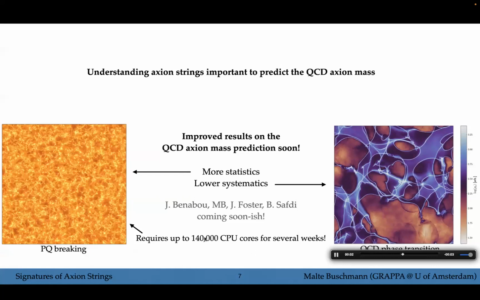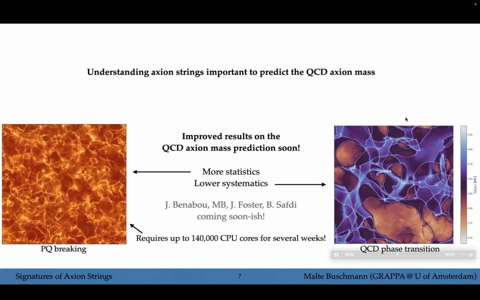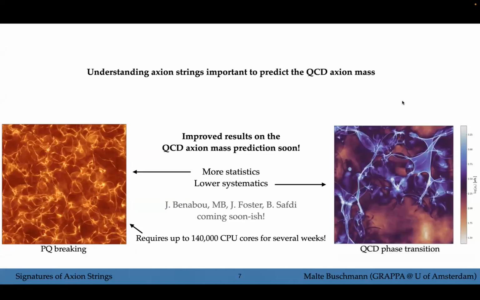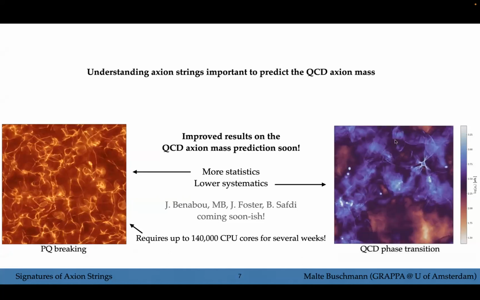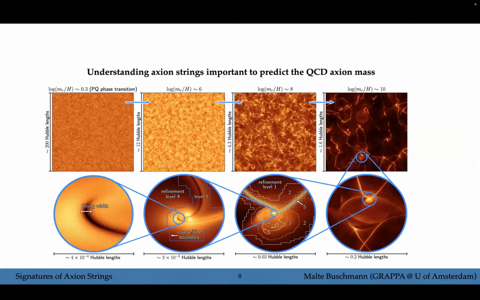Now, these simulations are incredibly difficult because of the scale separation. Even our biggest simulation that we can feasibly run, using adaptive refinement and other techniques, shows you how large the scale separation is. You have to zoom in multiple times in order to even resolve the string. And that's just why these simulations take millions of CPU hours to run.